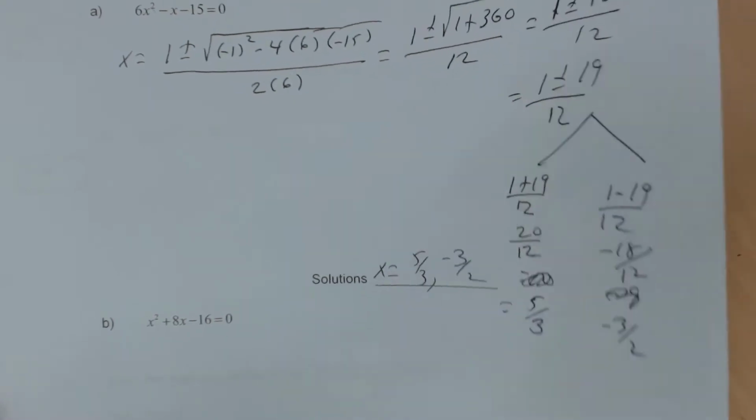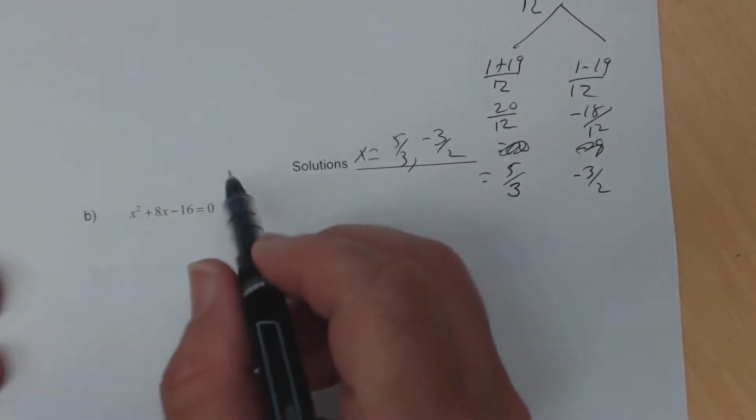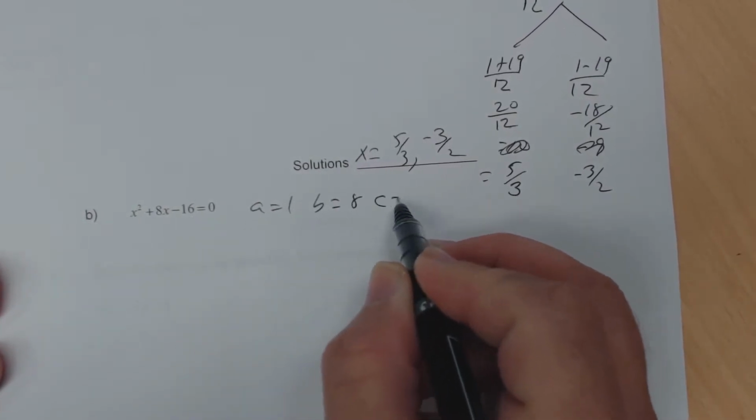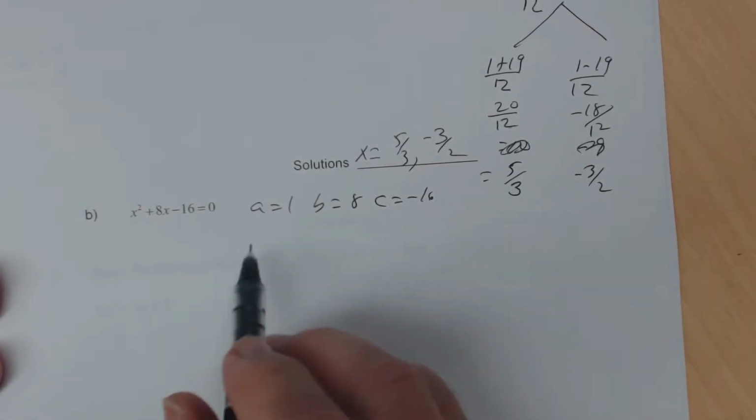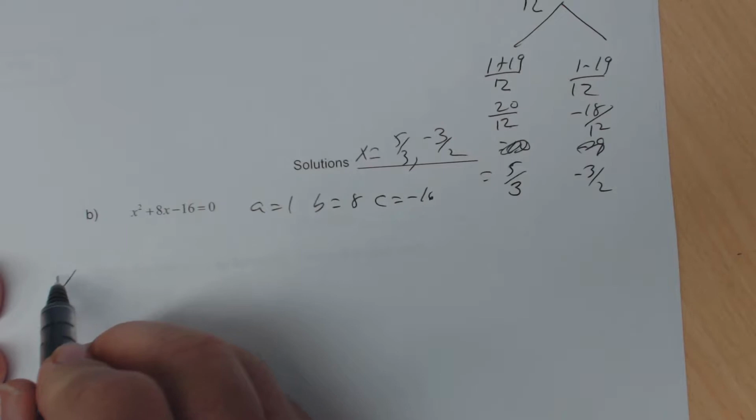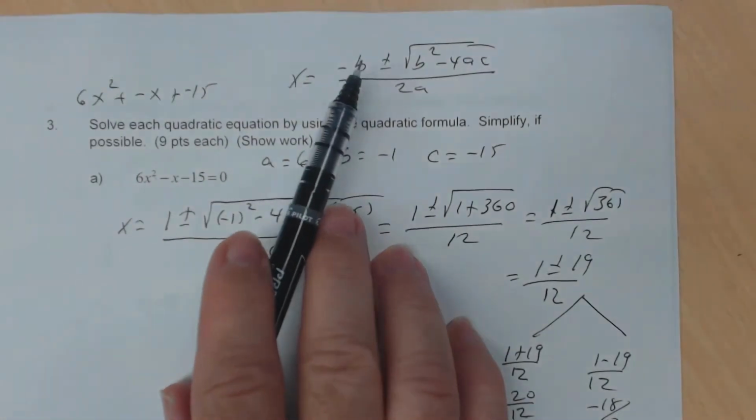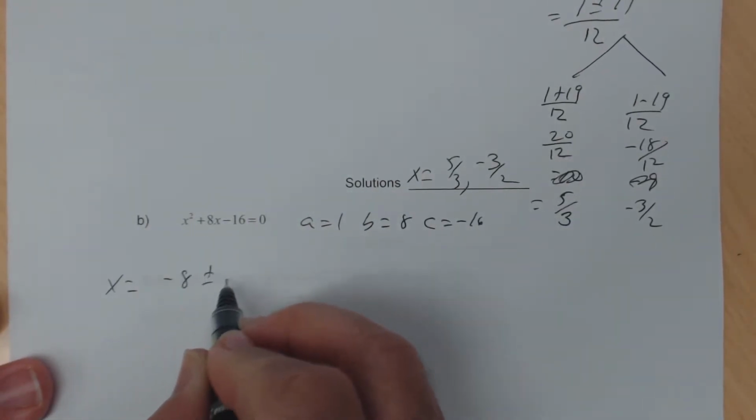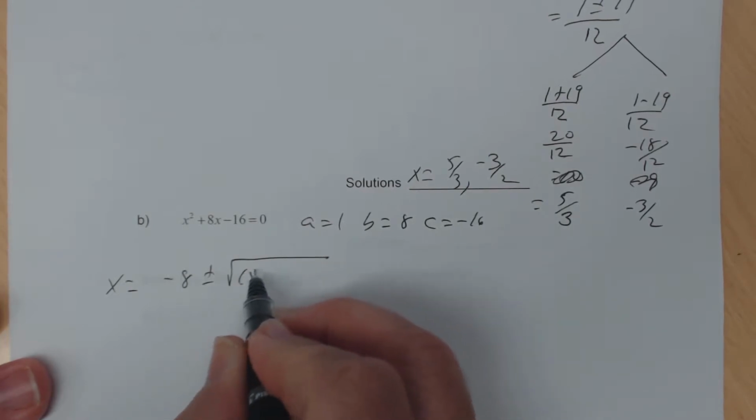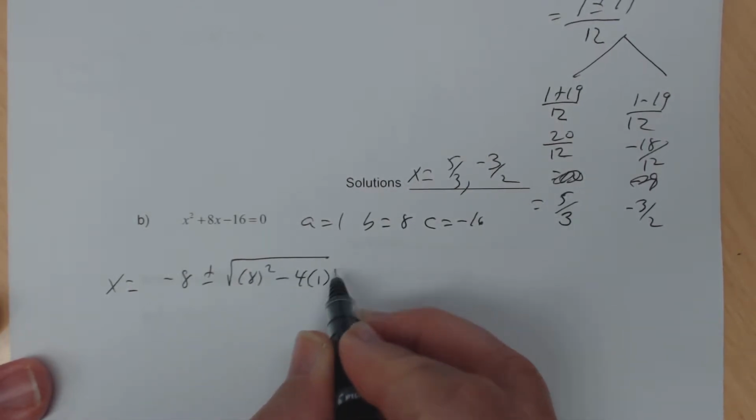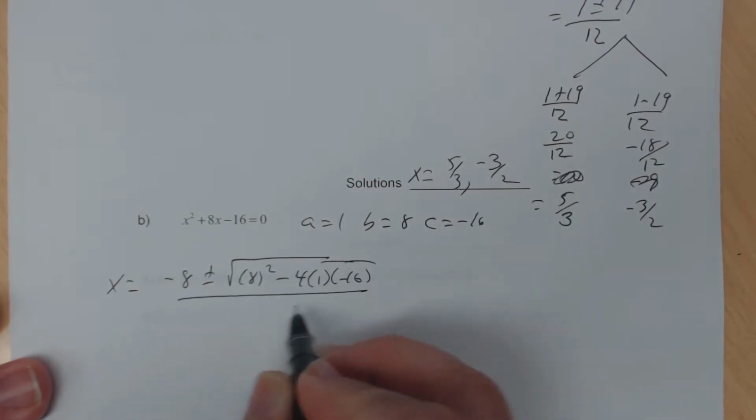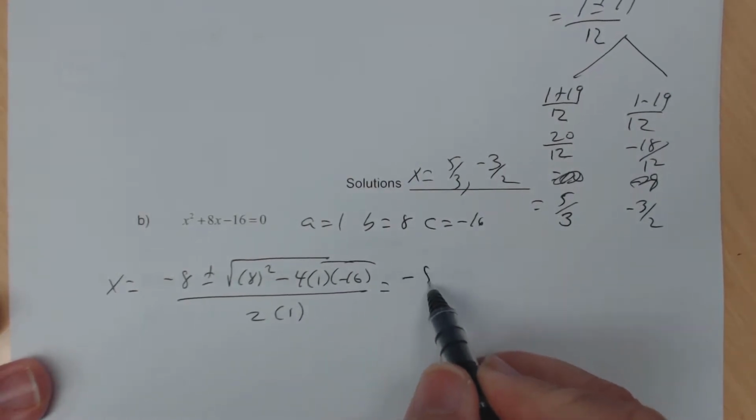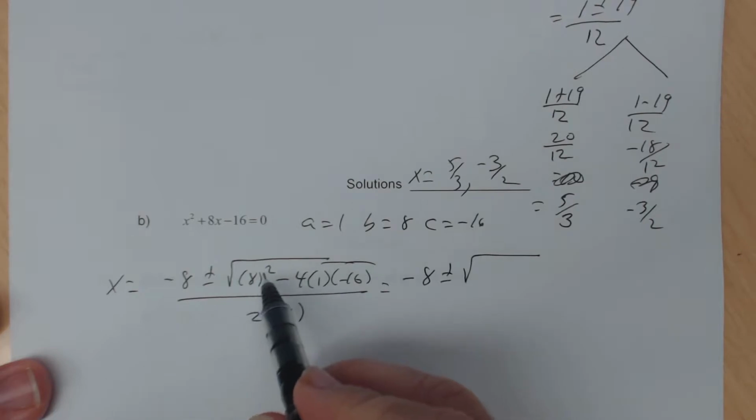All right. The next one is also in standard form. In this case, a is 1, b is 8, c is negative 16. And so you just plug these back into the formula. So x equals the opposite of b. If b is 8, the opposite of 8 is a negative 8. Plus or minus the square root of b squared, so that's 8 squared, minus 4 times a times c, all over 2 times a. And a is 1. So I get negative 8 plus or minus the square root of 8 squared, which is 64.